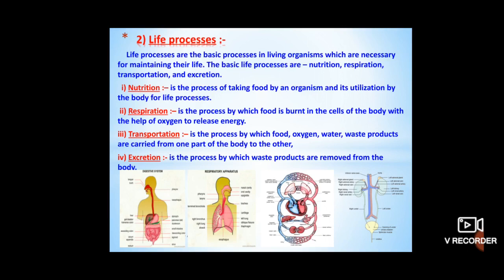So basically, five life process activities are held in each and every living organism. Which are those? They are nutrition, respiration, transportation, excretion, and the last one is reproduction. These are the major five life process activities that are held in each and every living organism.